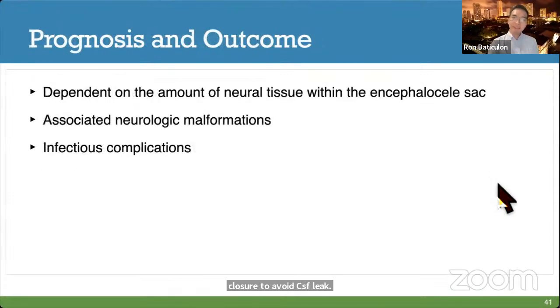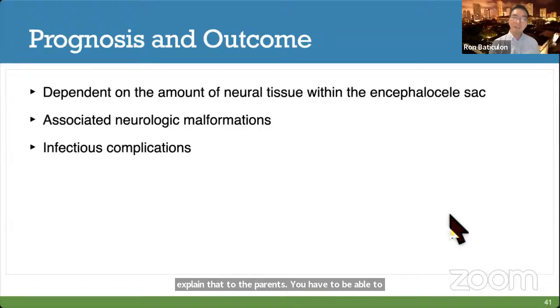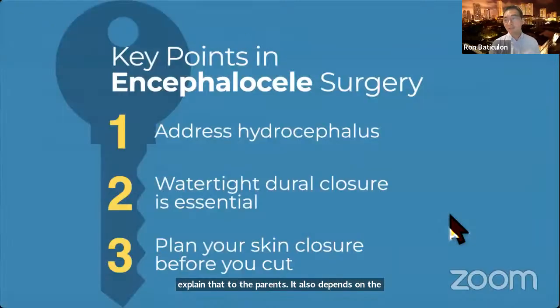So the prognosis is dependent on the amount of neural tissue within the encephalocele sac. And again, in general, the anterior encephaloceles tend to have better neurocognitive outcomes. The posterior encephaloceles tend to have some developmental delay, and you have to be able to explain that to the parents. It also depends on the neurologic malformations and infectious complications. Of course, if there's ventriculitis already or meningitis, then the outlook would be much poorer.